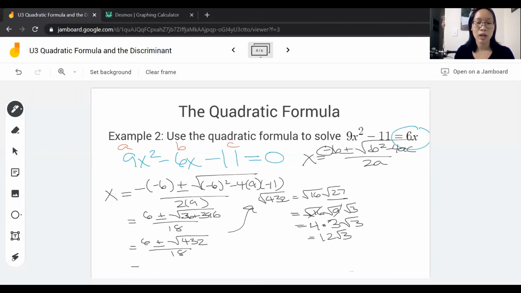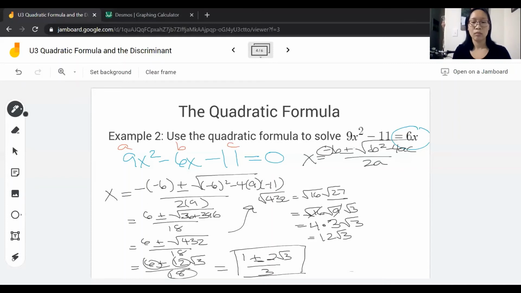So I'm going to recopy that here. And I notice that all my terms are divisible by 6. So when I divide everything by 6, I have 1 plus or minus 2 root 3 over 3, which is my final answer. If I put this in the calculator, I find that x is approximately equal to 1.488, and x is equal to negative 0.821.